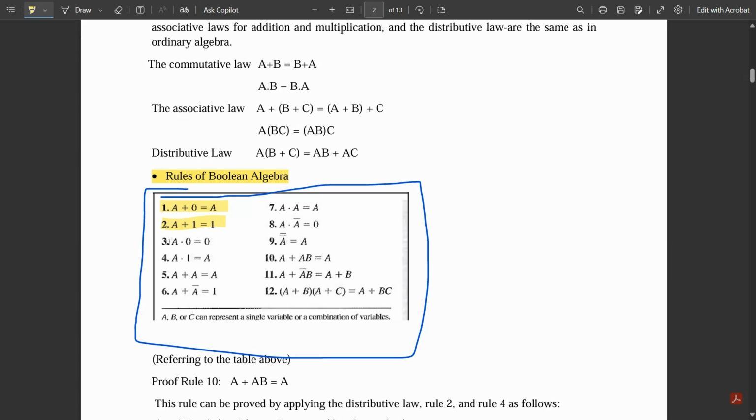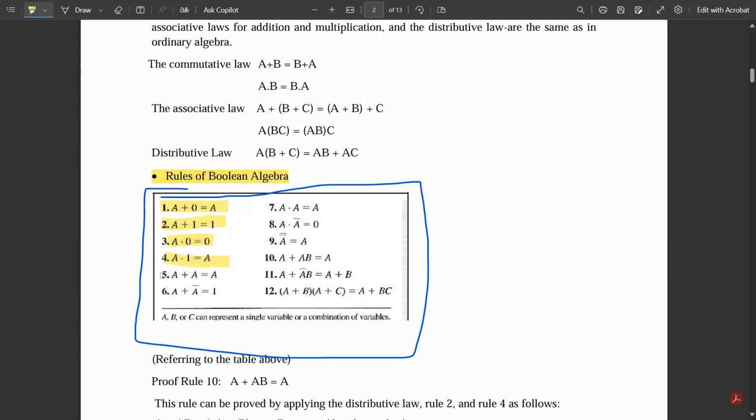Then the third rule, A into 0 is equal to 0. Any number or any variable, if you multiply it with 0, our product would be equal to 0. Same goes with numbers also, right? If you take any number and multiply it with 0, the product would be 0 itself. And next is the fourth rule, A into 1 is equal to A. That is, any number, if you multiply it with 1, it would be the number itself.